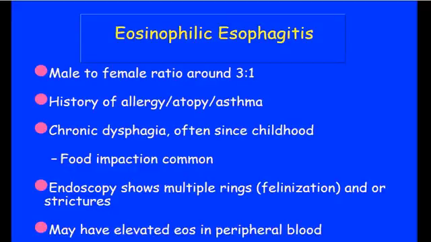Endoscopically, sometimes they see rings or furrows. Also, they can get strictures. And I guess cats have a ringed esophagus, so it's been called felinization of the esophagus. Some patients will have peripheral eosinophilia, but that's not really a diagnostic criterion.